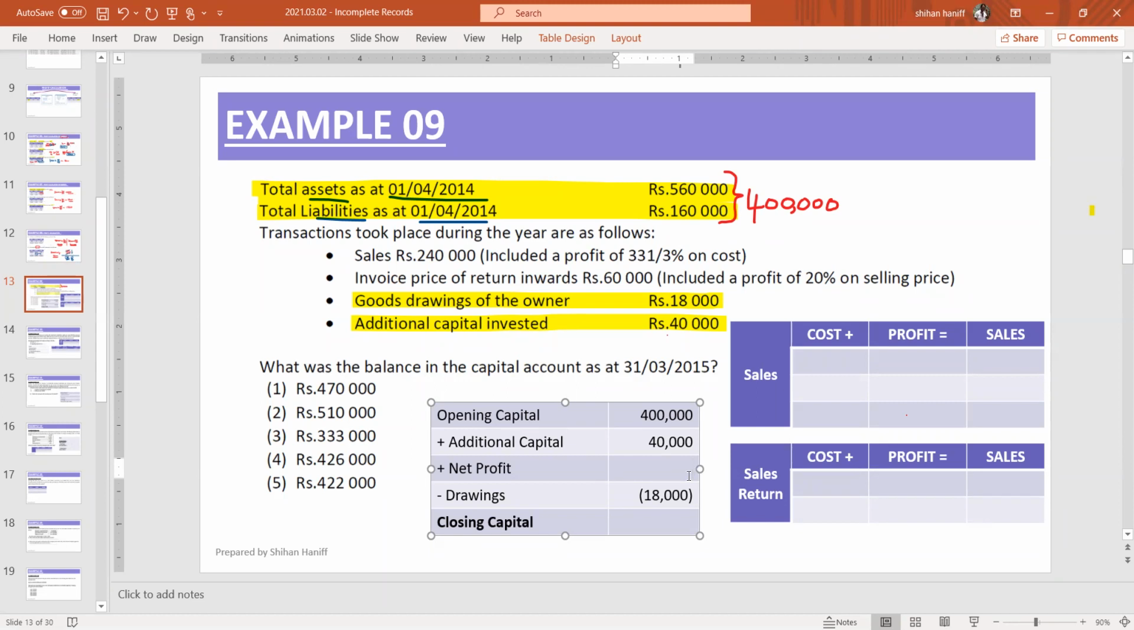On cost 33 1/3 for the sales. So you can find out the profit on the sales, and there is a return inwards. You can deduct the profit on this return inwards. So the net is the net profit. Okay, can you all do this?